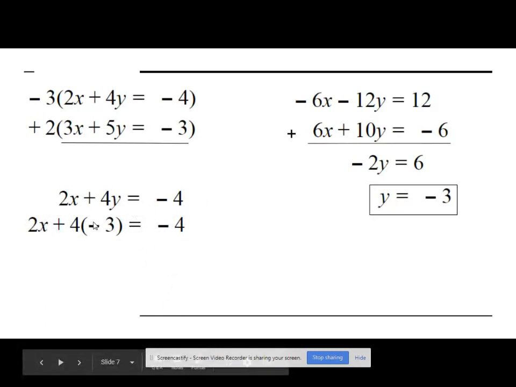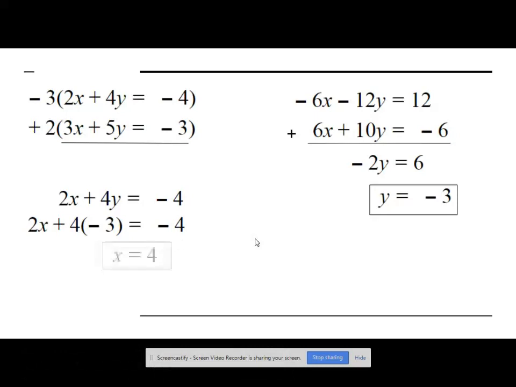So I substitute negative 3 in for y, and I can solve. 4 times negative 3 is negative 12. Add 12 to both sides, divide by 2. You end up that x is 4. So my solution would be 4, negative 3. Now that was a lot of work. There were a lot of steps involved there.